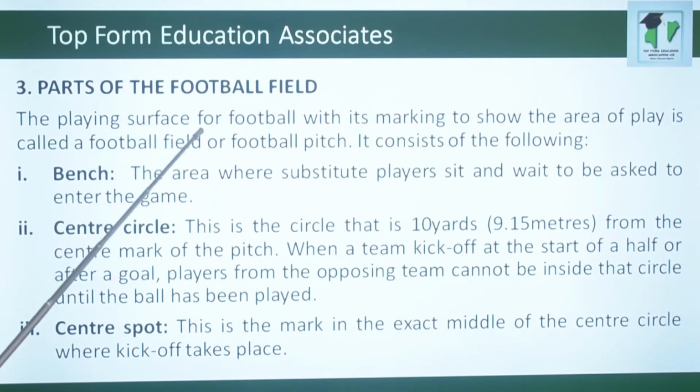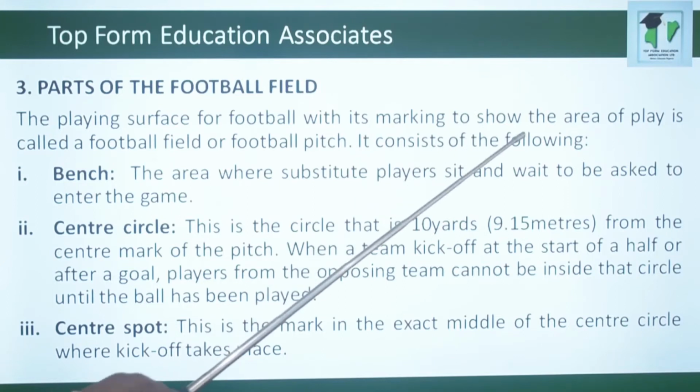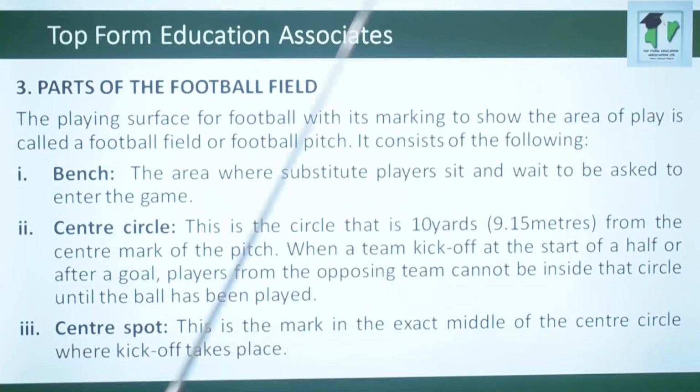The playing surface for football with markings to show the area of play is called a football field or a football pitch. It consists of the following. 1, bench. The area where substitute players sit and wait to be asked to enter the field or enter the game is called a bench. 2, center circle.